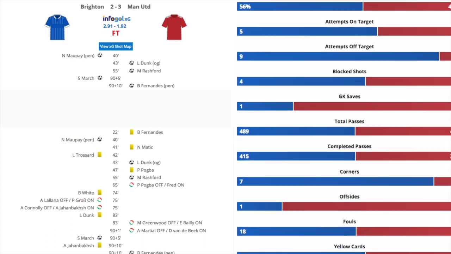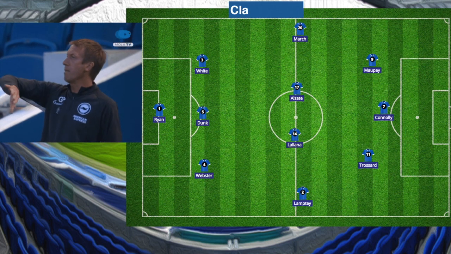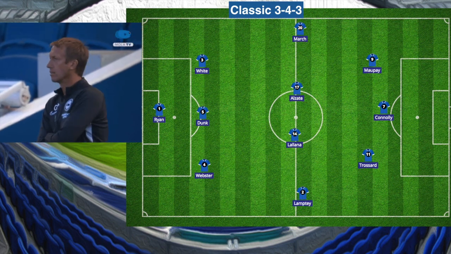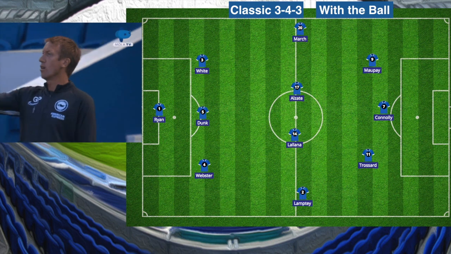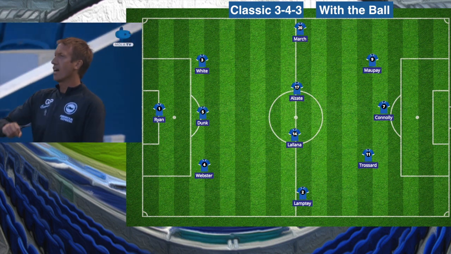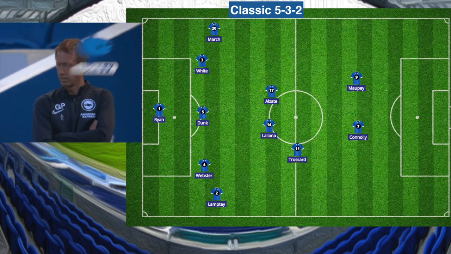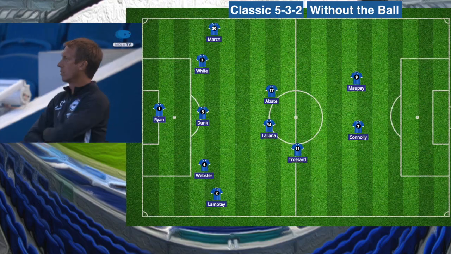Let's explore how both sides lined up, starting with Brighton. Graham Potter lined up Brighton in a classic 3-4-3 formation, with Connolly through the middle and Maupay and Trossard either side of him. This is how Brighton operated with the ball. Without the ball, however, they were happy to switch things up into a 5-3-2 formation, with Trossard dropping into midfield, Connolly and Neal Maupay up front. Let's have a look at some of the receipts.